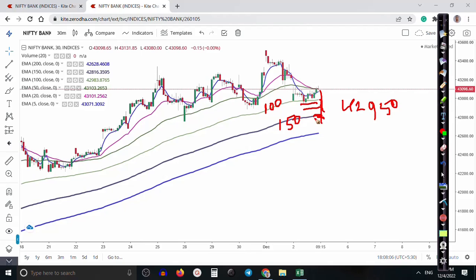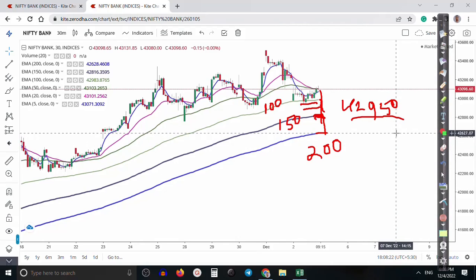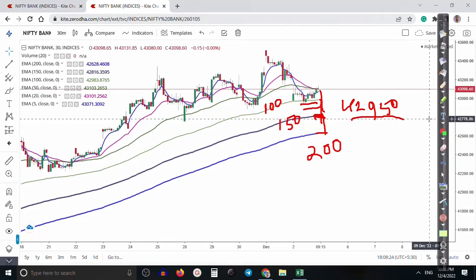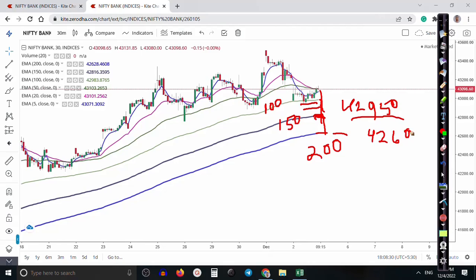First, the supporting level is near the 150 exponential moving average at the level of 42,950, and the next supporting line is around the 200 exponential moving average, and price will be around 42,600. This one, 42,600, will be our support.